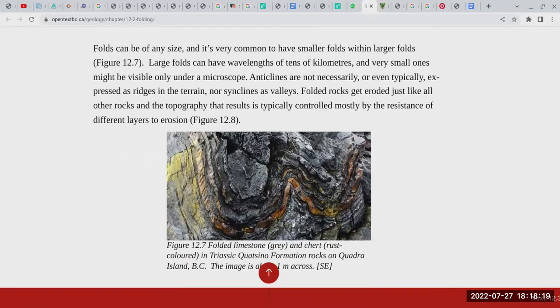It says anticlines are not necessarily or even typically expressed as ridges in the terrain, nor synclines as valleys, right? It says folded rocks get eroded just like all other rocks, and the topography that results is typically controlled mostly by the resistance of different layers to erosion. All right.